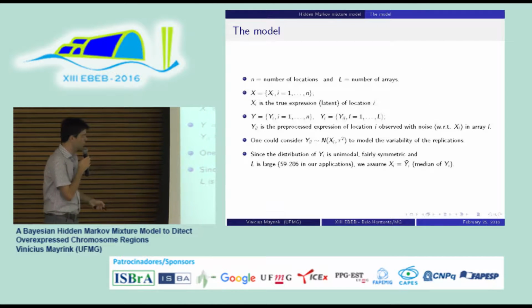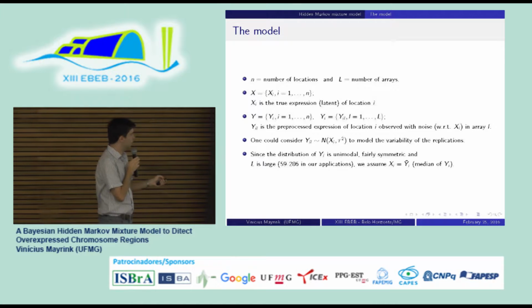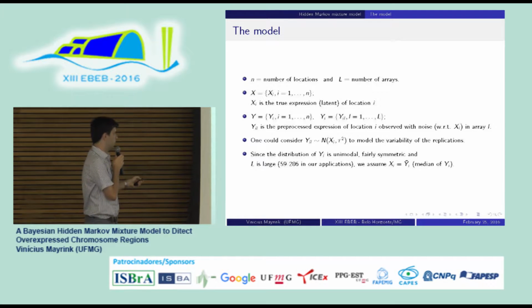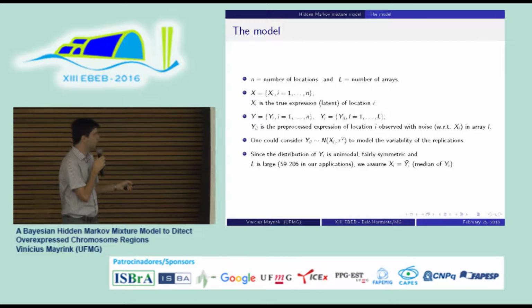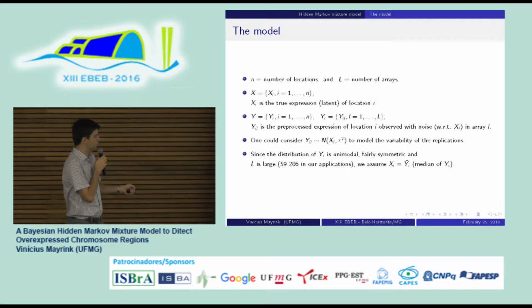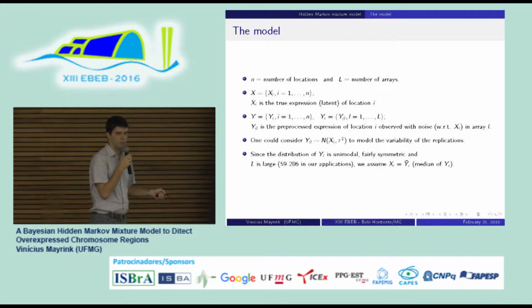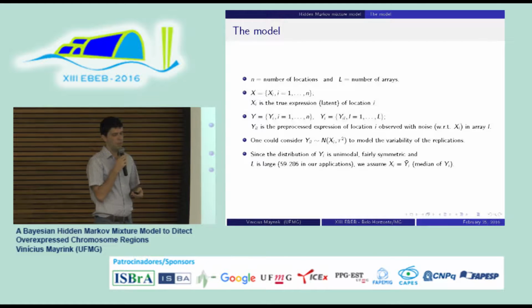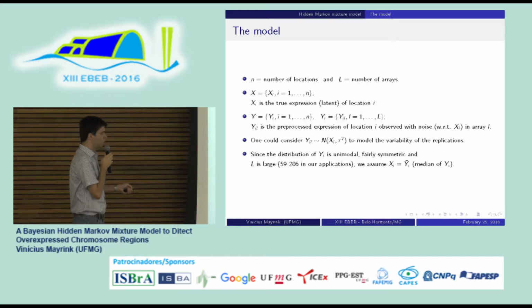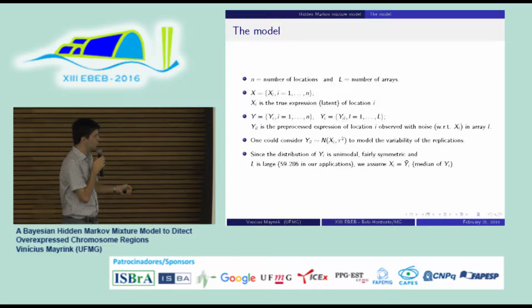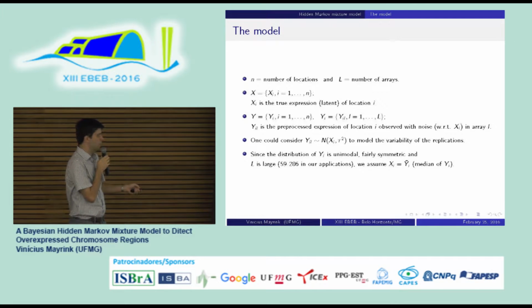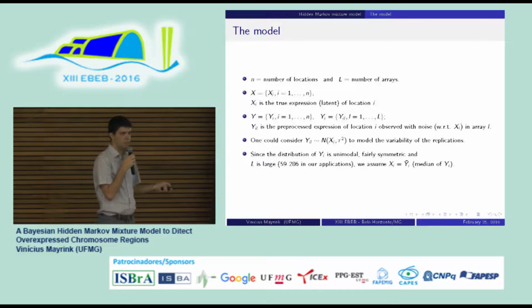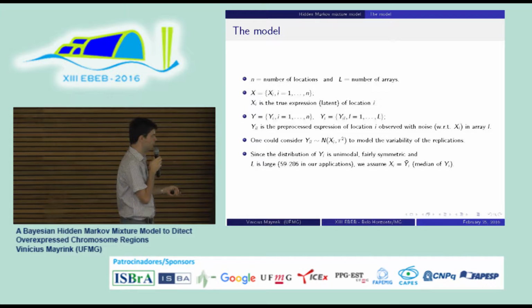So, starting to explain the model, basically we have n locations. L is the number of arrays. We observe this Y_iL, which is the light observed in position i in the array L. We have many arrays. We could model this value through this normal distribution with some mean xi, mean intensity, which we would have to estimate.